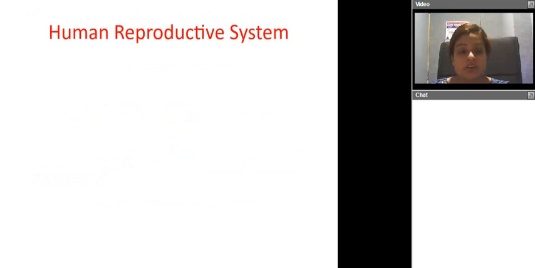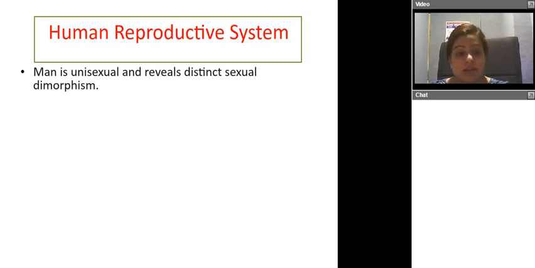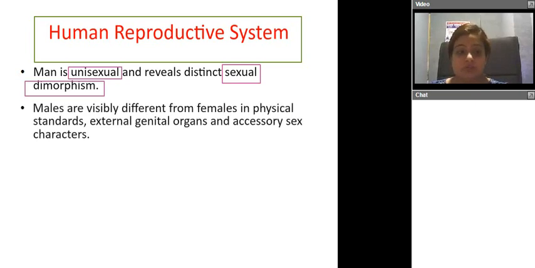Let us now start with the human reproductive system after a brief round of explanation and introduction. We all know that man is a unisexual animal. It also reveals certain distinct sexual dimorphism. Now, what do we understand by sexual dimorphism? Sexual dimorphism means that the male and the female are separate. We know that there are certain visible and striking differences between the males and the females. These include the physical standards, external genital organs, and the accessory sex characters.